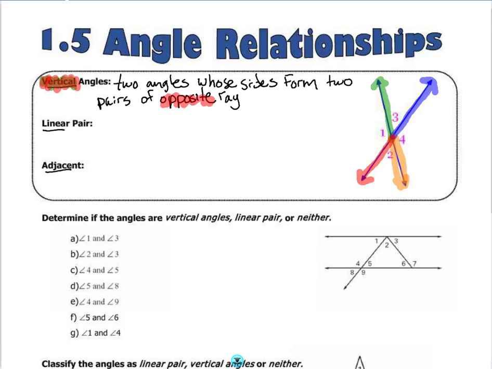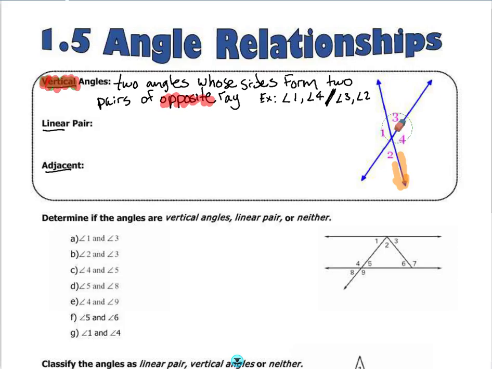So real quickly here, if I wanted to name an example of opposite vertical angles, I would say angle 1 is a vertical angle with angle 4, right? Another possible combination we could look at is angle 3 would go with angle 2. Okay? So those are examples of vertical angles. Linear pairs, and let me just erase here real quick so we can re-highlight our picture if we need to.